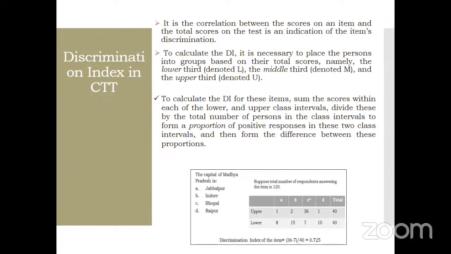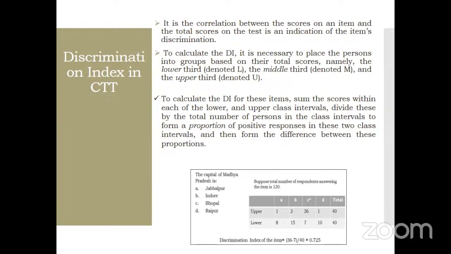So you see, let us suppose the total number of respondents who answered the item is 120. For calculating the discrimination index, we have to divide these 120 individuals into categories. The upper category consists of 40 people, the lower category consists of 40 people, and the middle category also consists of 40 people. For calculating DI, we do not have to consider the middle category. We just consider the upper and the lower one.